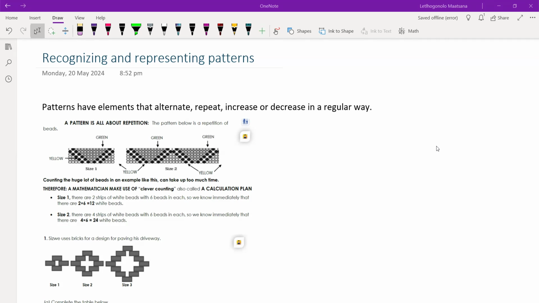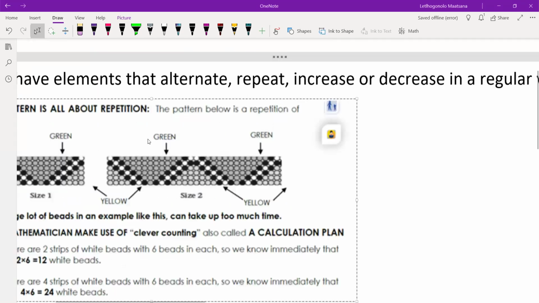In this lesson, we'll be talking about recognizing and representing patterns. Patterns have elements that alternate, repeat, increase, or decrease in a regular way. Let's take a look at this pattern over here.